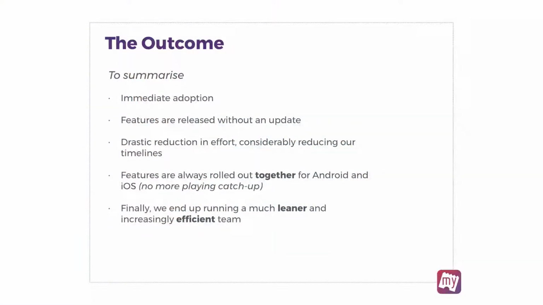Yeah. So just highlighting bullets here. Immediate adoption: features are released without an update. Drastic reduction in effort considerably reduces our timelines. This is actually a bigger win for me than for them. Features are always rolled out together, so I don't need to worry about mapping my feature to a version number. And we end up running a leaner and more efficient team overall.